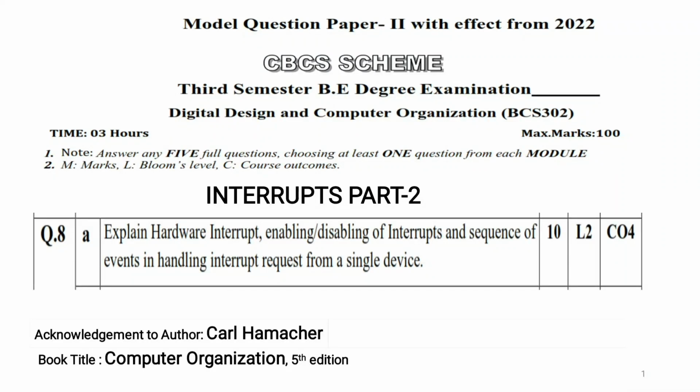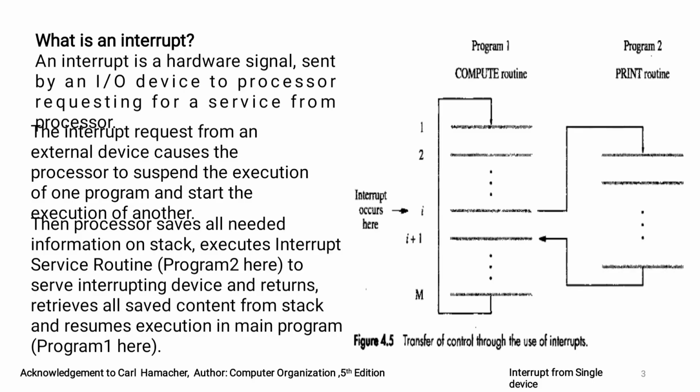Today we shall discuss question number 8a from model question paper 2, with effect from 2022 CBCS scheme of the third semester B degree examination of the subject Digital Design and Computer Organization, with subject code BCS302. The question is as follows. Explain hardware interrupt, enabling, disabling of interrupts and sequence of events in handling interrupt request from a single device. It carries 10 marks. So first let us see what an interrupt is.